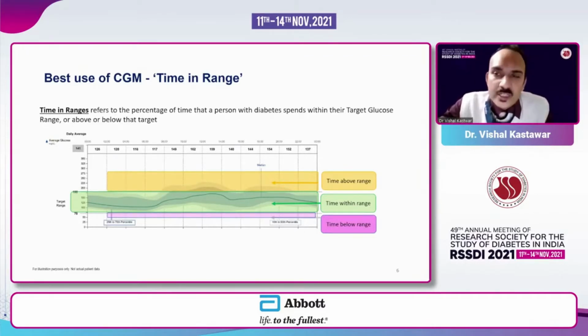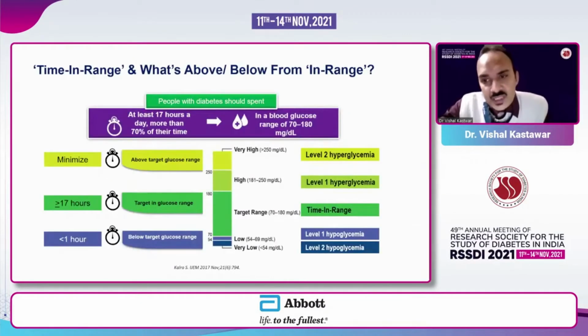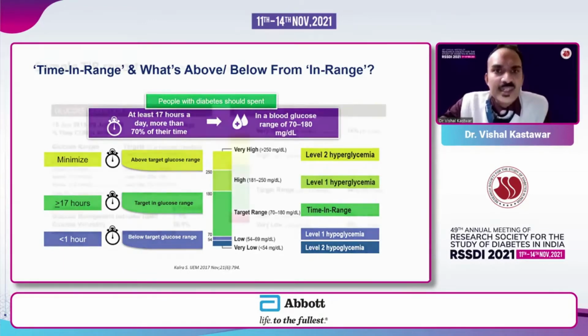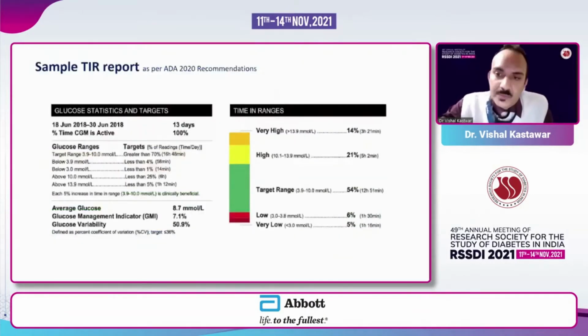Similarly, for time below range, below the 54 milligram per deciliter mark, you see patients developing cognitive impairments and hypoglycemia unawareness starts. So time below range has been classified again into 2 parts. Level 1 time below range is the duration for which the glucose levels are between 54 to 70 milligram per deciliter, and level 2 hypoglycemia, or level 2 time below range, is below 54 milligram per deciliter. I can explain this through this sample TIR report.